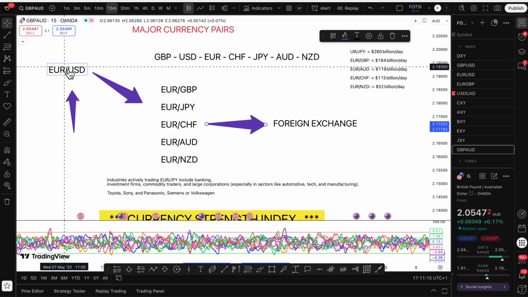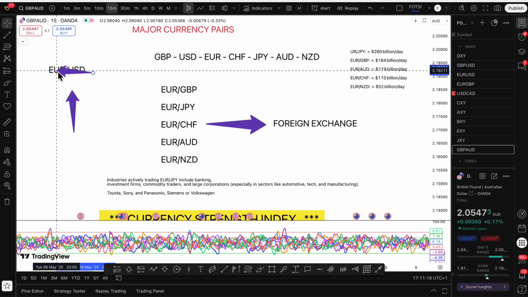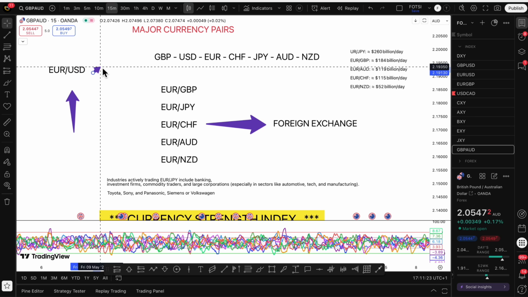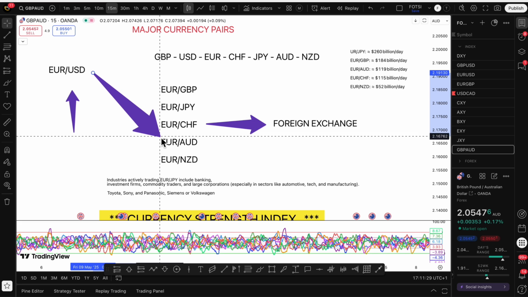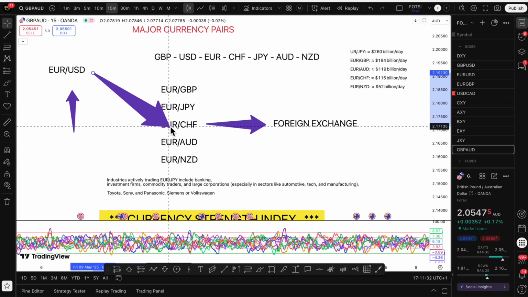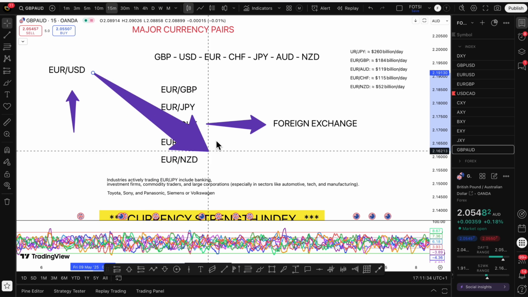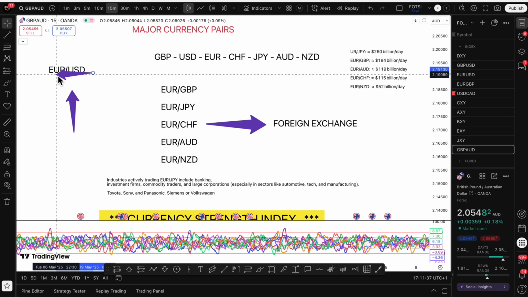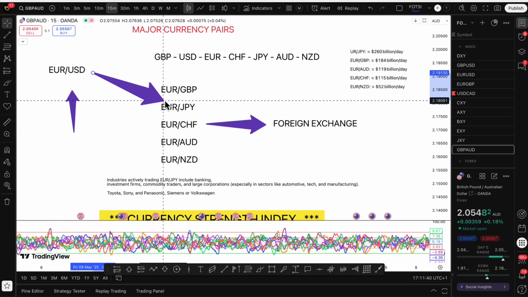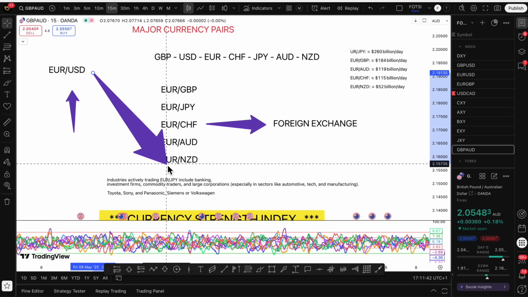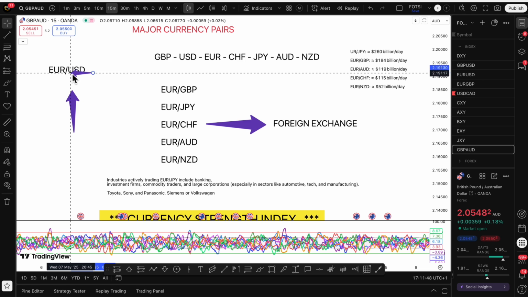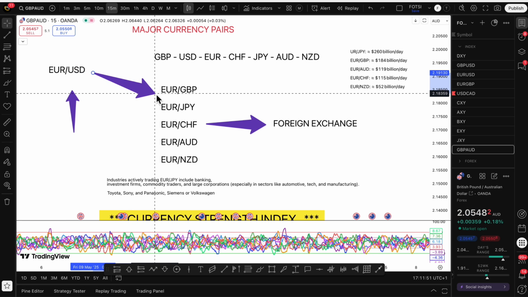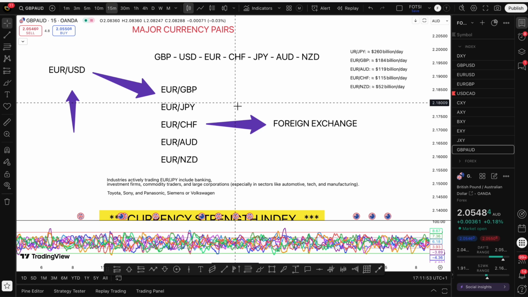So if you look at Euro USD, for example, what moves the euro is transactions between the euro and the USD, transactions between Euro and Great British Pound, JPY, CHF, AUD and Euro NZD. All this affects the euro. And if you were to replace euro here with USD, pairing USD with all these economies, that is what moves the dollar. That is the true market mover of the dollar.